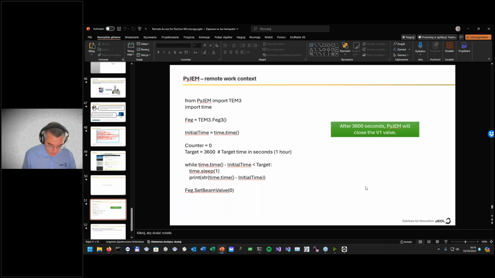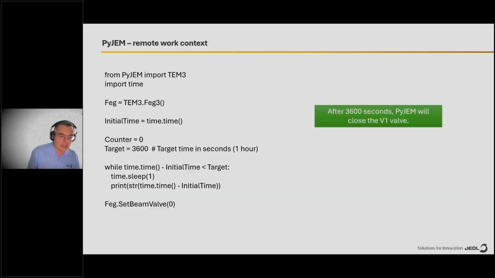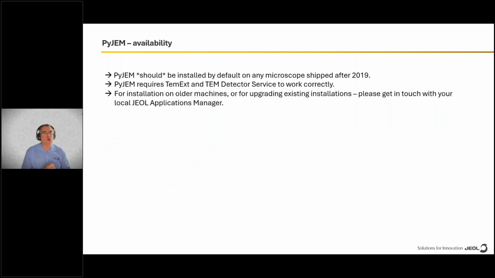PyJEM is available for free for all new machines, as I mentioned. It should be installed by default on any Jeol microscope shipped after 2019. Our applications and service people have the ability to install it or deploy it on any other computer connected to the microscope network. So for example, if you wanted to get PyJEM running on your support PC or your camera PC, please do get in touch. We may be able to do this for you.